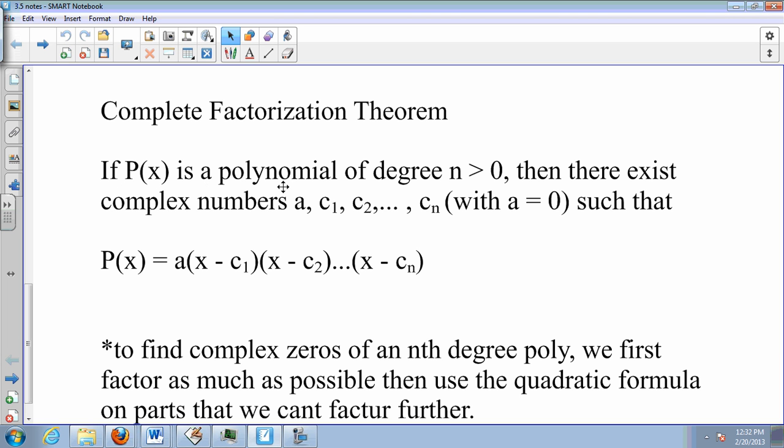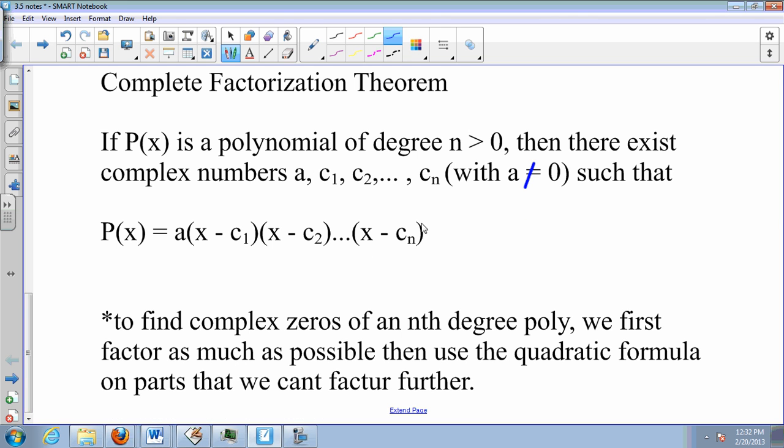If p of x is a polynomial of degree n greater than 0, then there exist complex numbers a, c1, c2, all the way to cn, with a not equal to 0, such that p of x equals a times (x minus c1) times (x minus c2) all the way to (x minus c sub n).